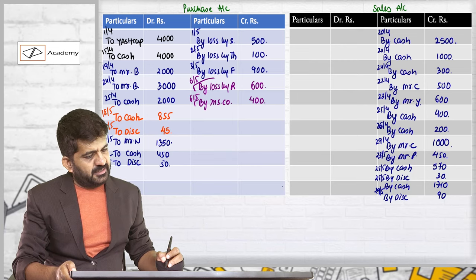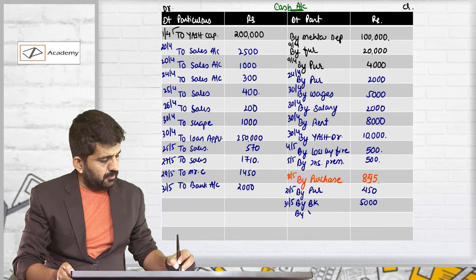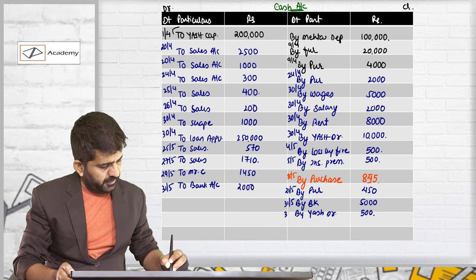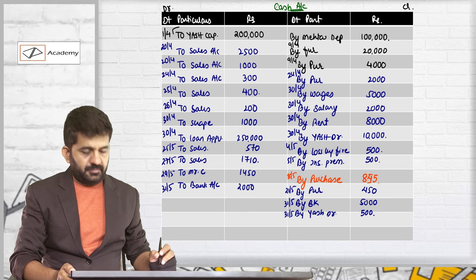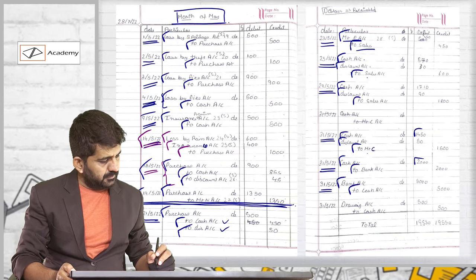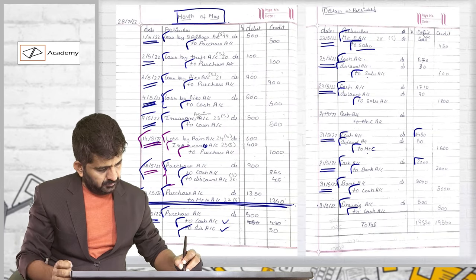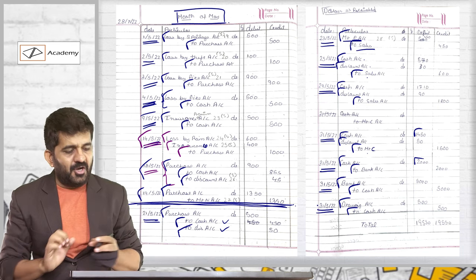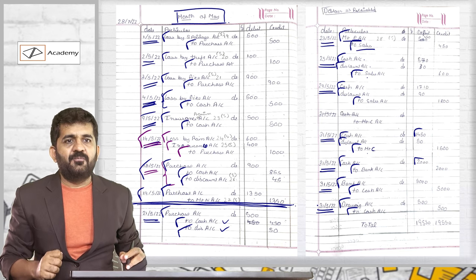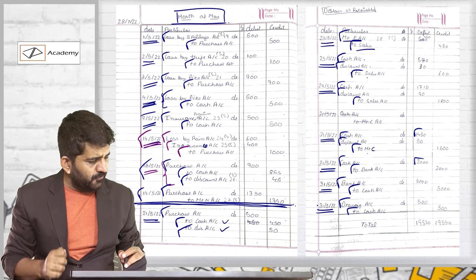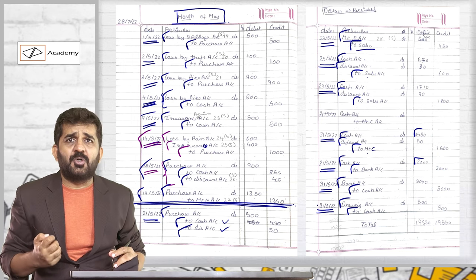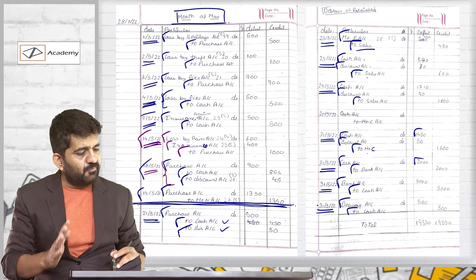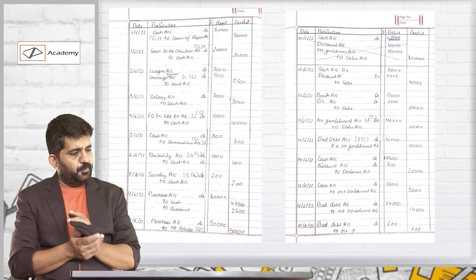Cash account credit side by drawings 500. Again, the date is 31.5. This is a posting for the month of May. We are going for posting for the month of June. Now there will be nothing new because we know the posting when there are two effects, when there are three effects. So we will go somewhat fast to post the journal entry.